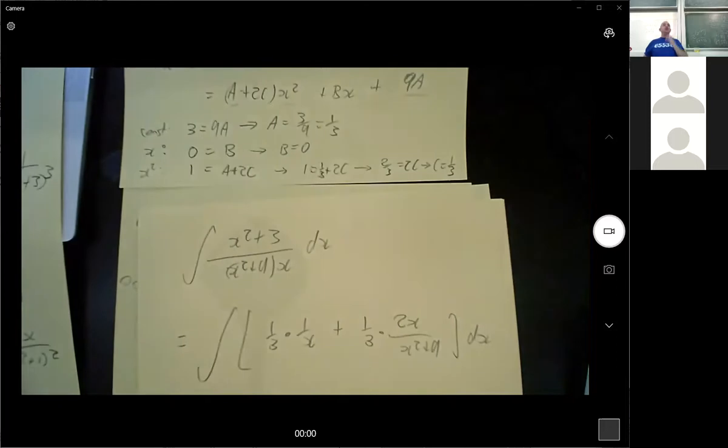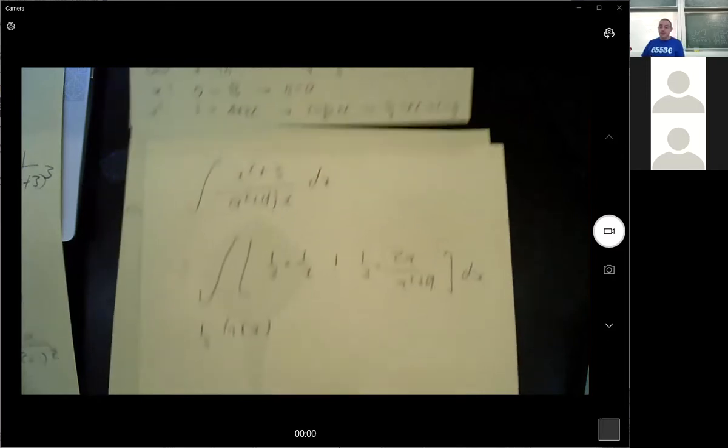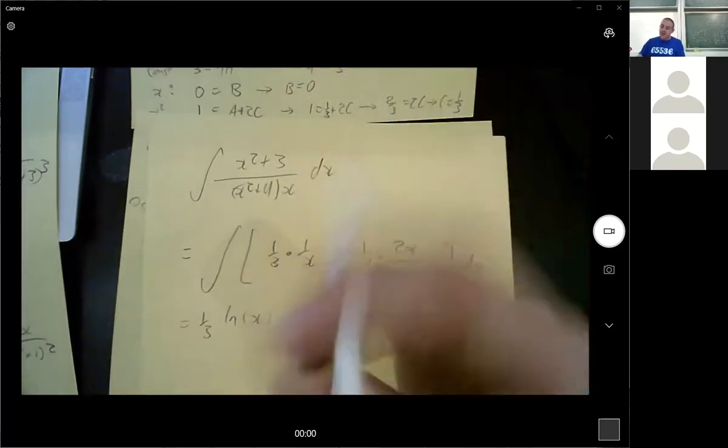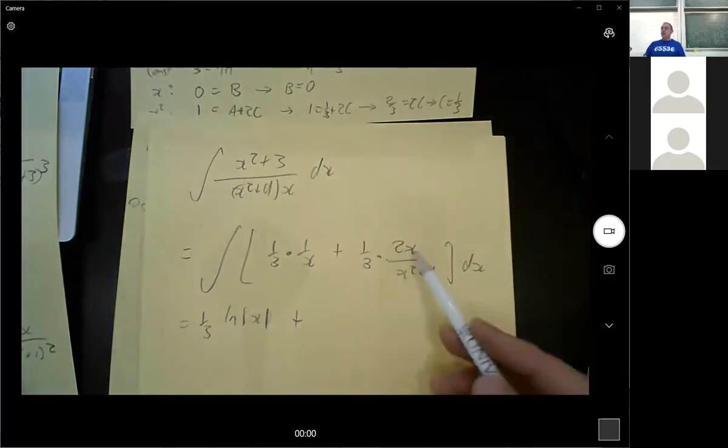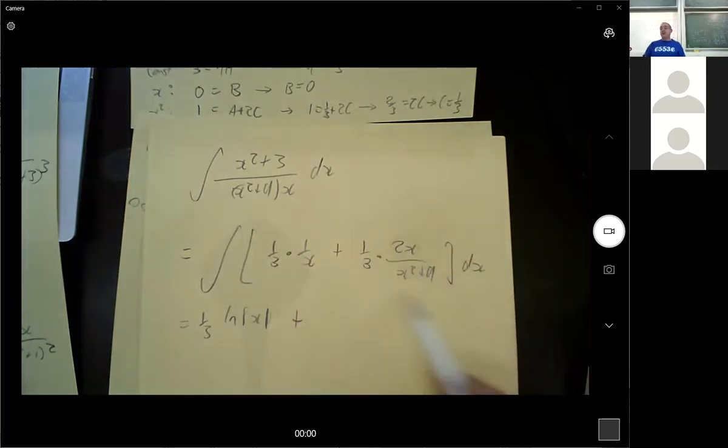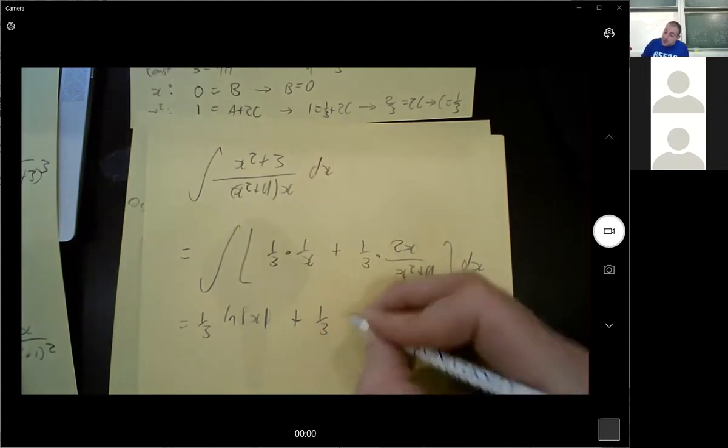Now I have to actually do the integral. And so this will be 1/3 of ln of x. Technically ln of the absolute value of x. And this will be, well, the top is the derivative of the bottom. If I did a substitution, I would get 1 over u.